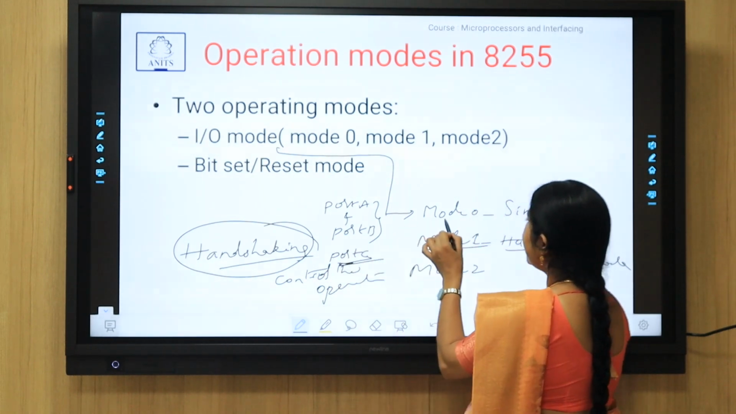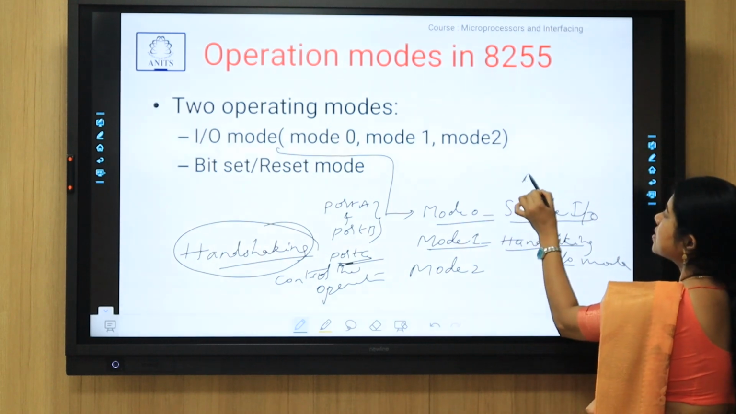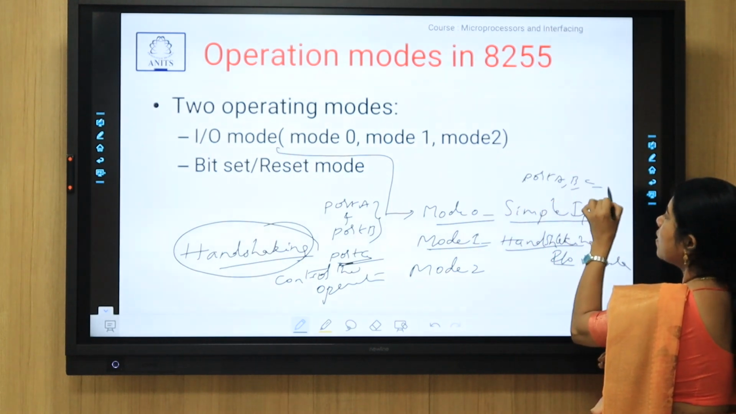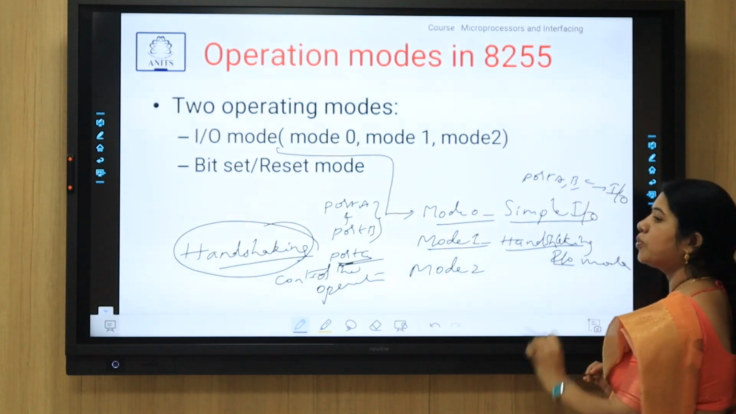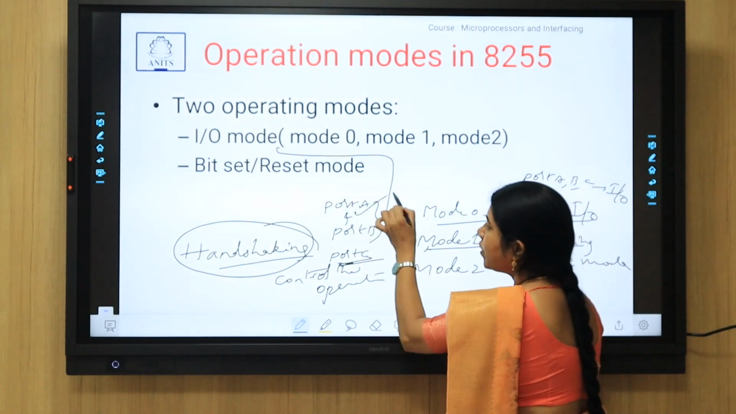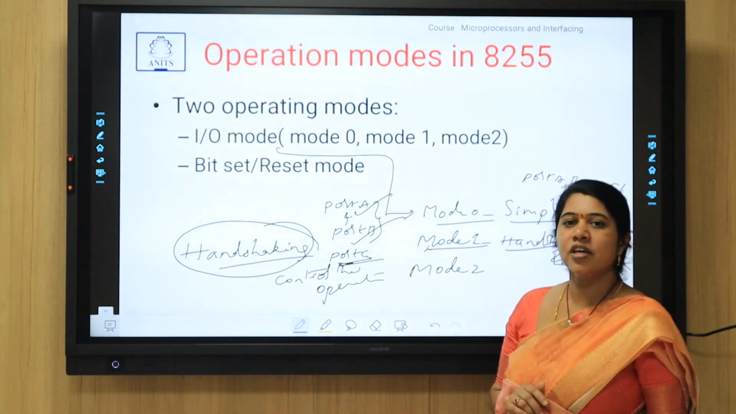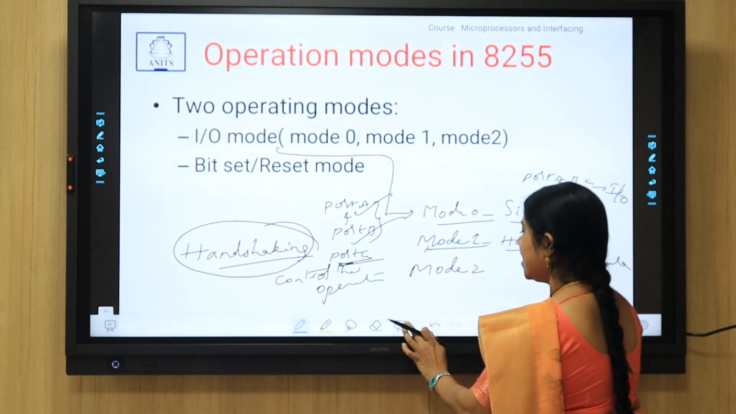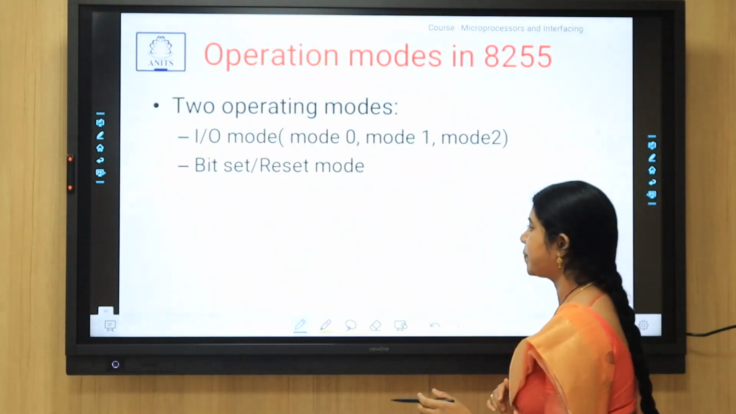In mode 0, all the 3 ports, A, B, C, are operated as input-output ports. In mode 1, only port A and port B are operated as input-output ports. Port C is used to provide handshaking signals. Let us see what this handshaking is.